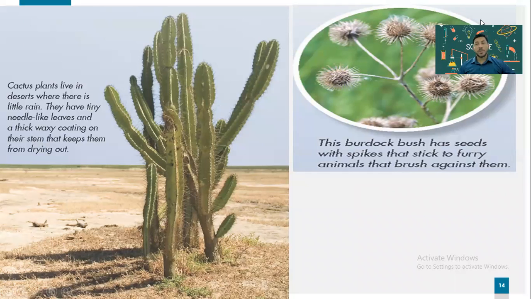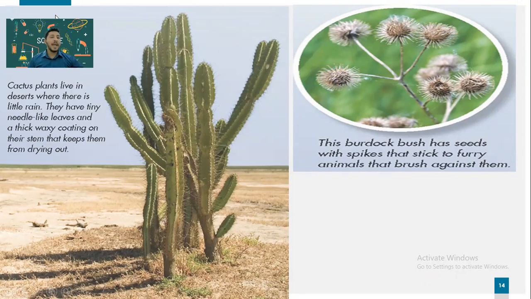Cactus and burr bush. Let's talk first about the cactus. Cactus is a plant that lives in the desert, where the temperature is very, very high and the weather is dry too, and there is not enough water. Cactus has two adaptations. Needle-like leaves protect it from drying out and from being eaten, and it also has a waxy coating, a waxy stem, that can keep the water in its body from evaporating easily, and that helps it survive the high temperature in the desert.